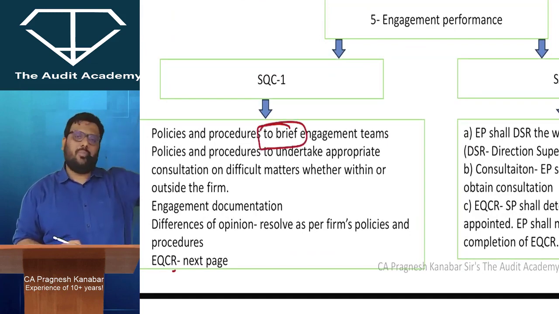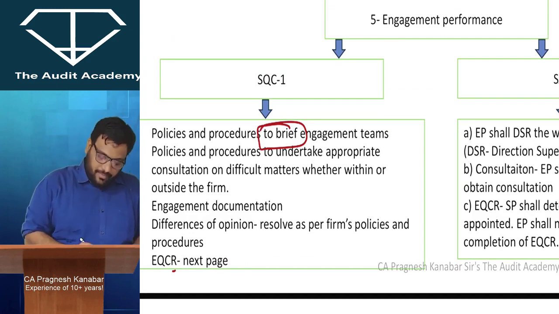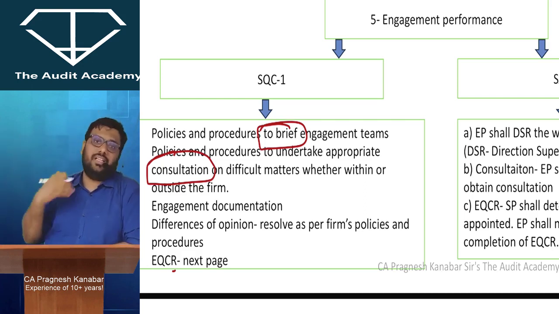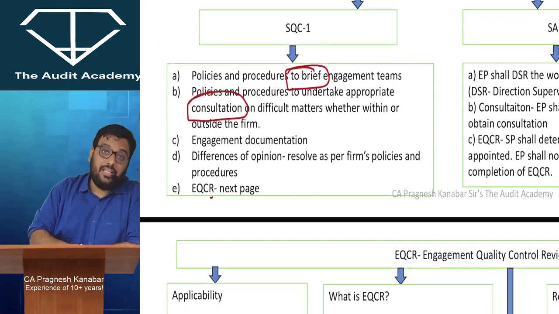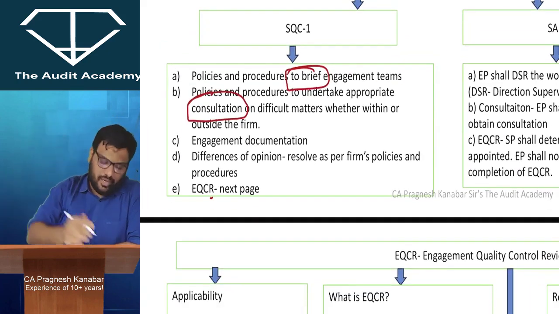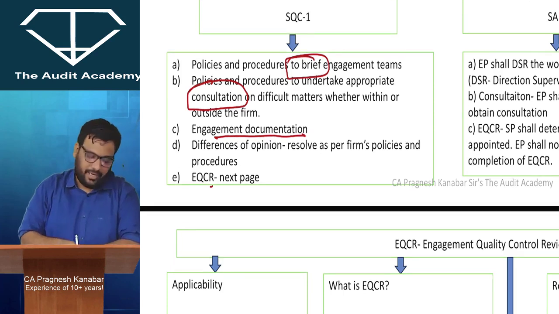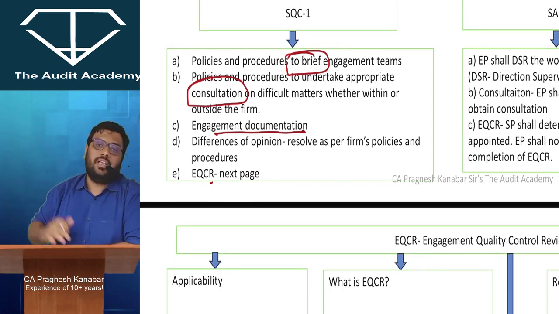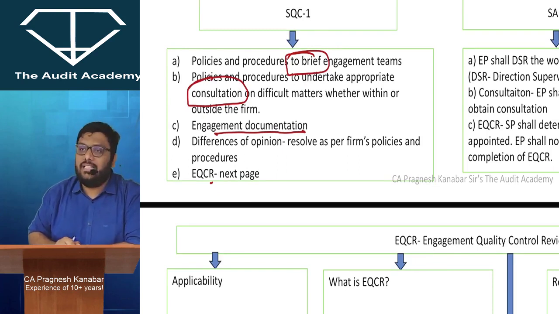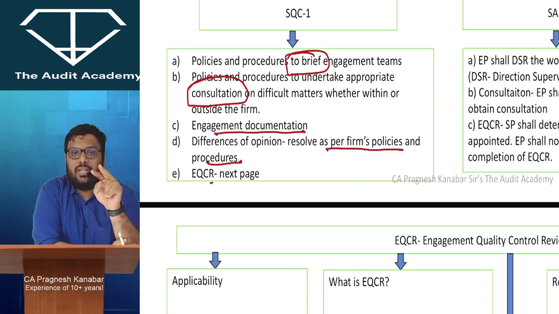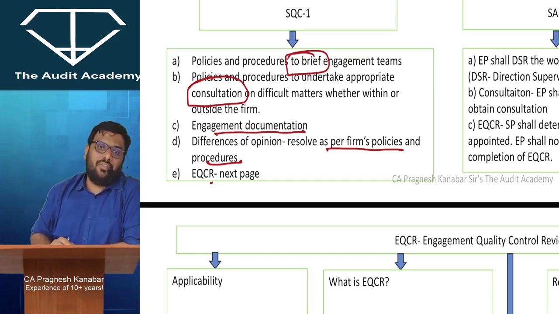That means the teams are briefed properly, explained properly what their role is. Then, I should have policies and procedures so that all my teams get proper consultation either within the firm or outside the firm on difficult matters. Then I should ask all of my firm members to have clear policies on documentation. Documentation is very important. You have seen that in your articleship, right? Then if across my firm there is a difference of opinion, I should not organize a fight club match. There has to be some policy and procedure. For example, if two junior partners have a difference of opinion, then the senior partner or the managing partner will decide on it. So there should be a policy and procedure even for differences of opinion.